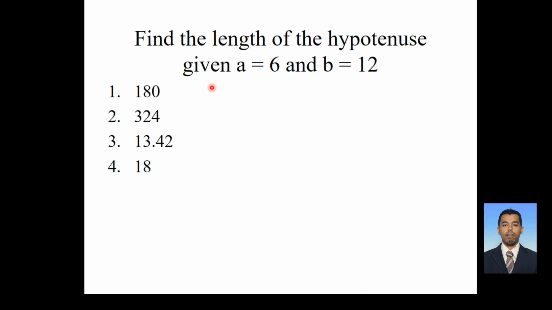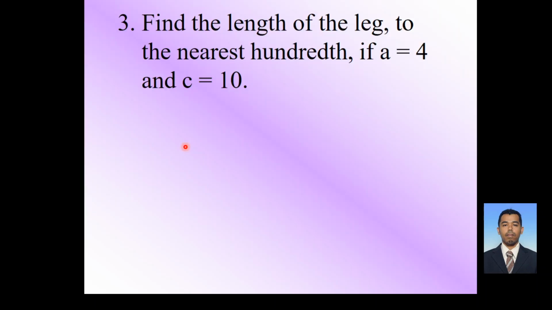Now, let's find the length of the hypotenuse given A equals 6 and B equals 12. Do the calculation by yourself. At the end of your answer, you will get hypotenuse C is equal to 13.42. You can try this separately.